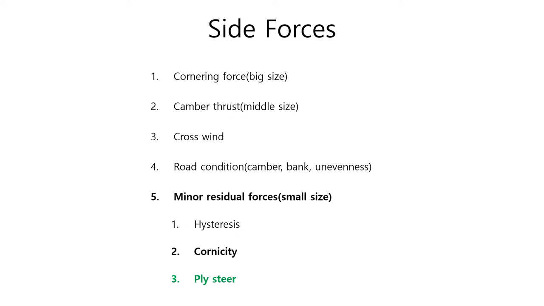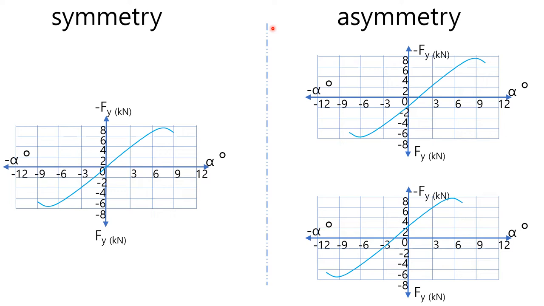Before getting into the main topic, let's be familiar with the terminology, symmetry and asymmetry. The left graph has point symmetry with respect to the origin here, but the two right graphs are asymmetric with respect to origin.